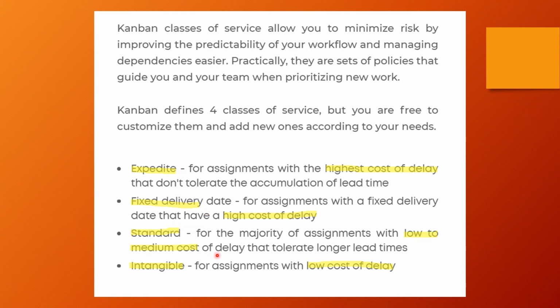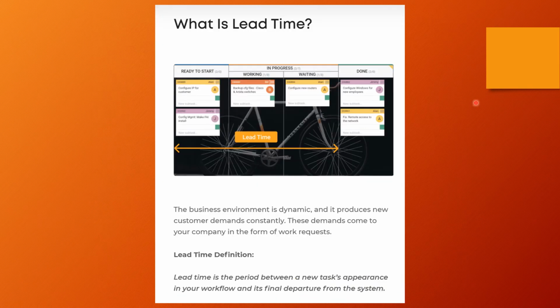The standard one covers the majority of assignments, with a medium cost of delay, and they tolerate longer lead time. And intangible assignments have a low cost of delay. So Kanban, based on the cost of delay, is a very important tool, using cost of delay for our risk management. Put your classes of service as swimlanes, and accordingly you can categorize and prioritize. So it's a very easy to understand way of managing your prioritization, right?